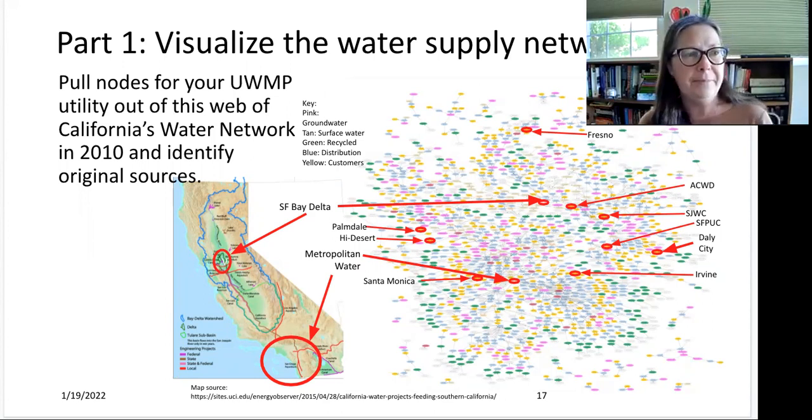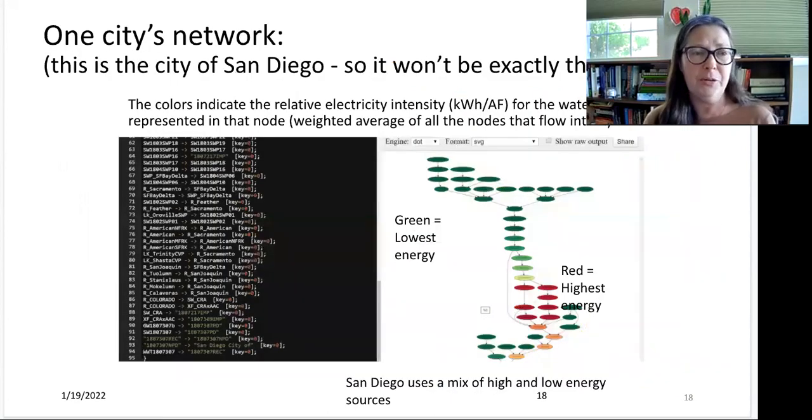Next slide. So the first thing we do is we give them code to actually identify their utility and pull out every connection that's upstream of that. So they end up with a picture that looks like the one on the right. The nodes that are colored green are considered to be lower energy sources, whereas the red ones are high energy sources. So we start seeing how energy is used in their water supply, which is a concept that we've talked about throughout the class.